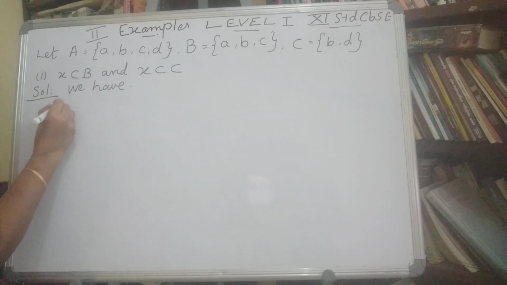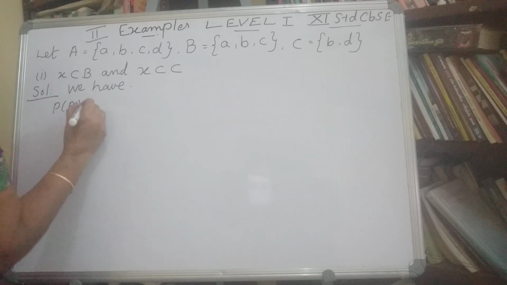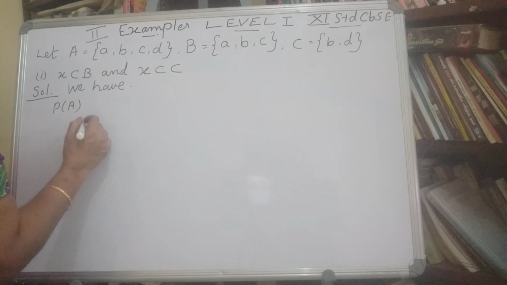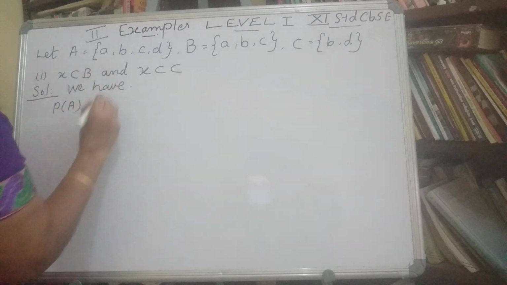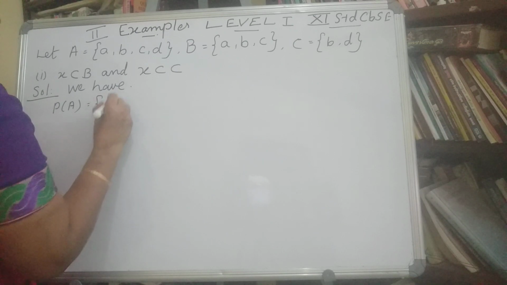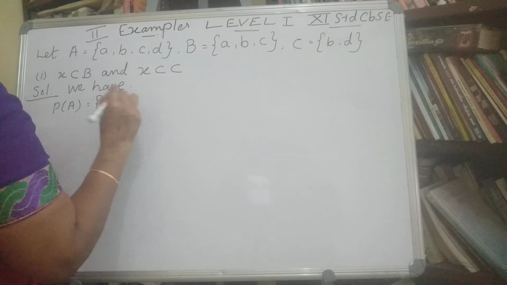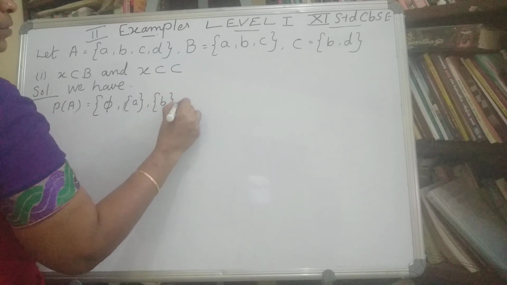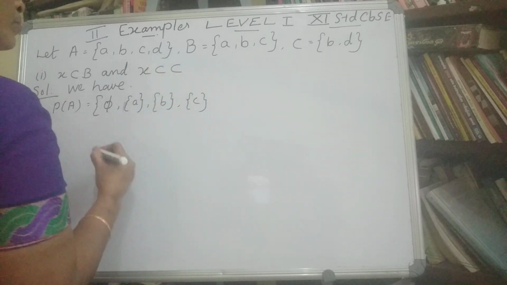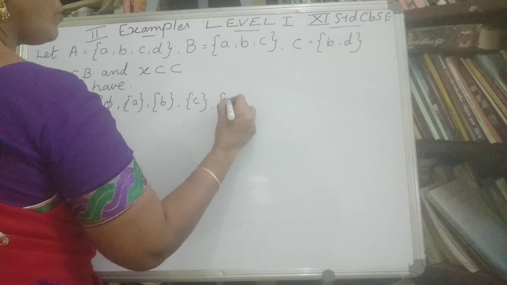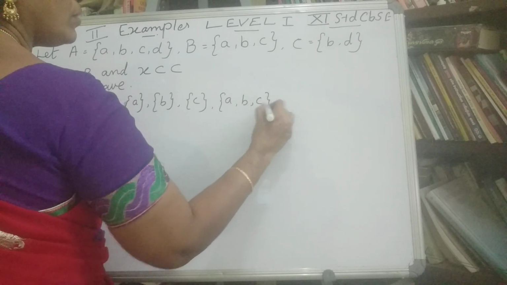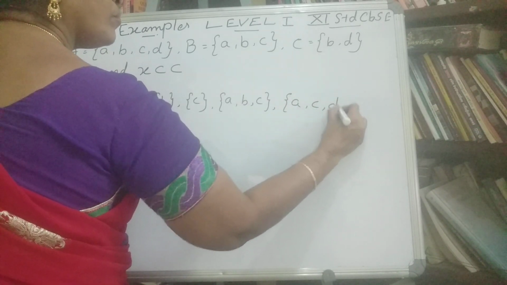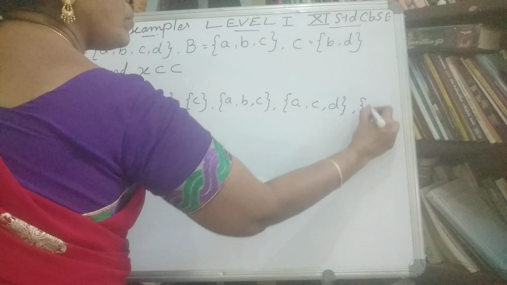First, P of A. P of A is the null set, set of A, set of B, set of C, set of A, B, C, set of A, C, D, set of A, B, C, D.